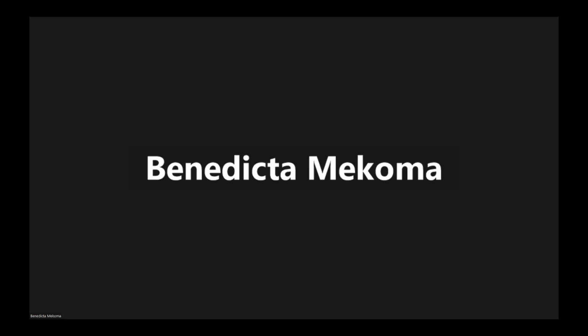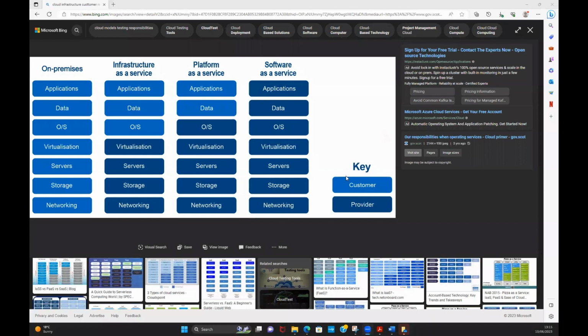Infrastructure as a service: you're using my infrastructure. You don't need to buy servers, memory space, or storage, all these things. I give you a login. You use my infrastructure, and once you are done using it, you pay. What's the other one? The other one is PaaS, platform as a service.